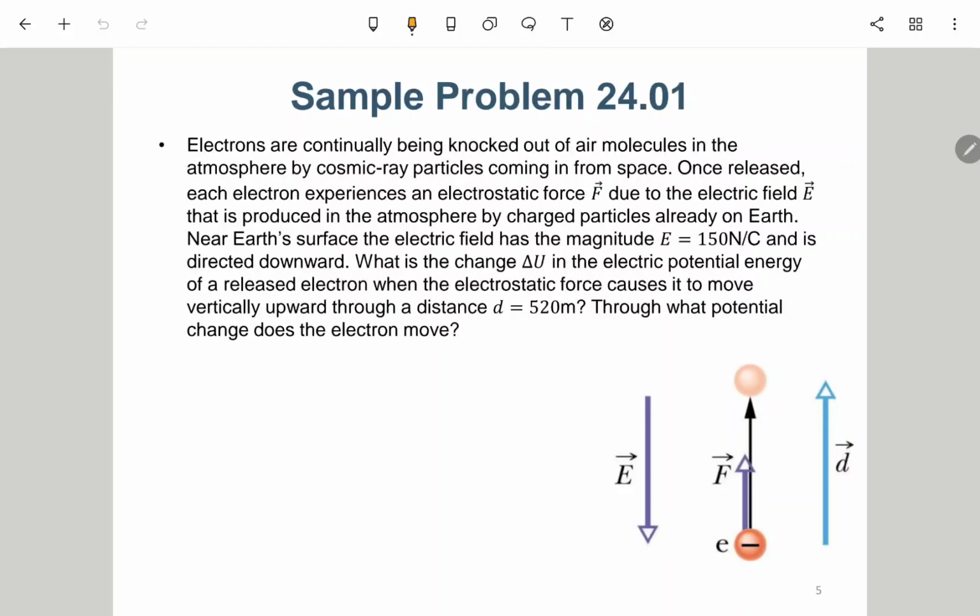Here we have a quick sample problem. It says electrons are continuously being knocked out of air molecules in the atmosphere by cosmic ray particles coming in from space.